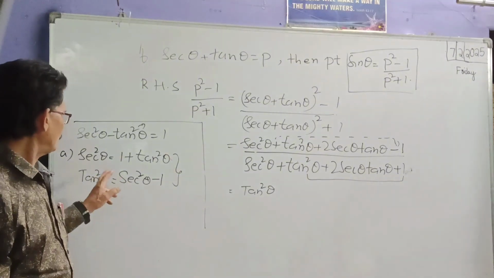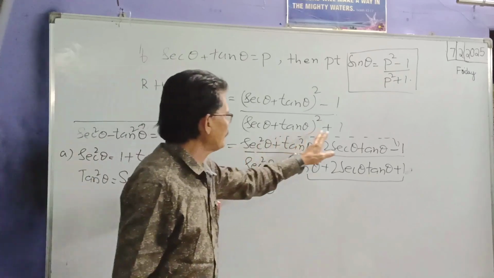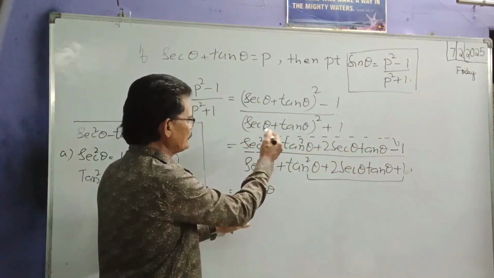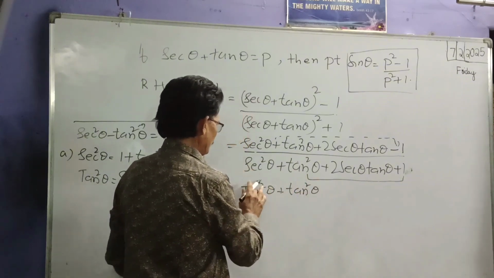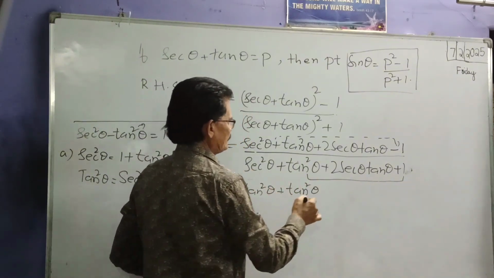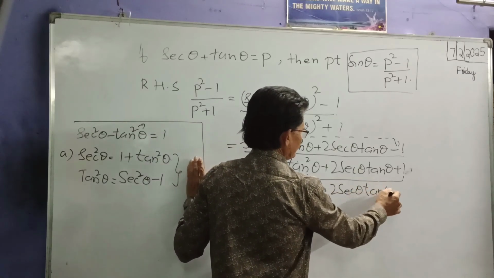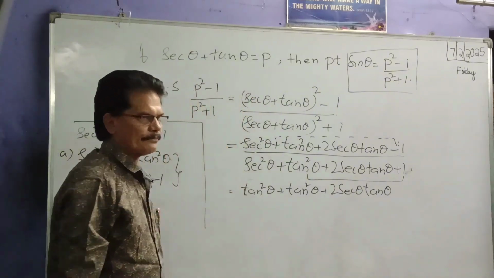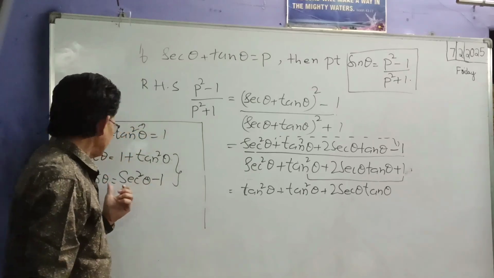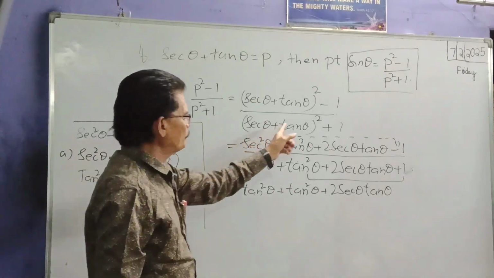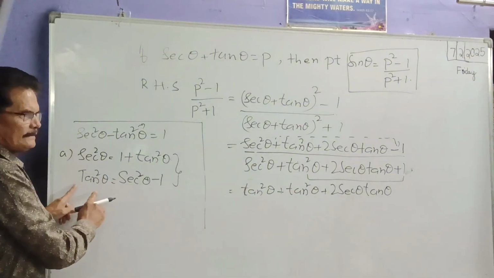Okay. So what is sec square theta minus 1? It is tan square theta. Then what is remaining? Plus tan square theta. Tan square theta plus tan square theta plus 2 sec theta tan theta. Is that minus 1 there? No. Why? Sec square theta clubbed with minus 1 is becoming tan square theta.